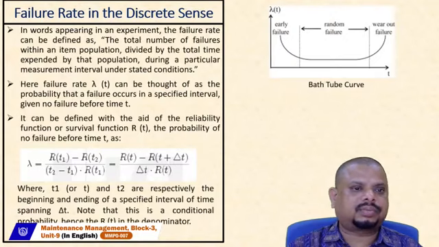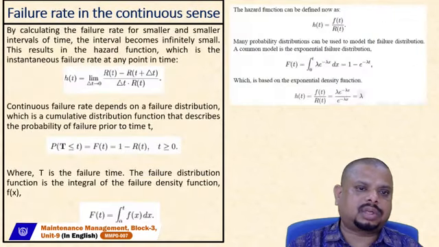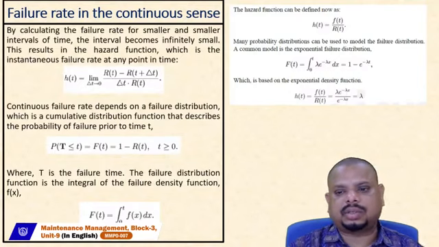Moving to the next ones, we have also gone for the mathematical description of discrete failure rates and how to calculate them with the help of the formulas we have discussed. Then we have also gone for the failure rate in the continuous sense. We have what is known as the exponential density function.